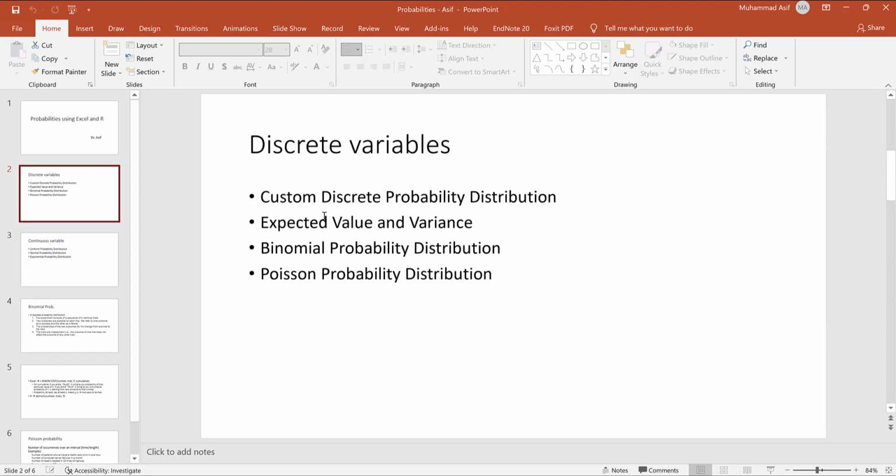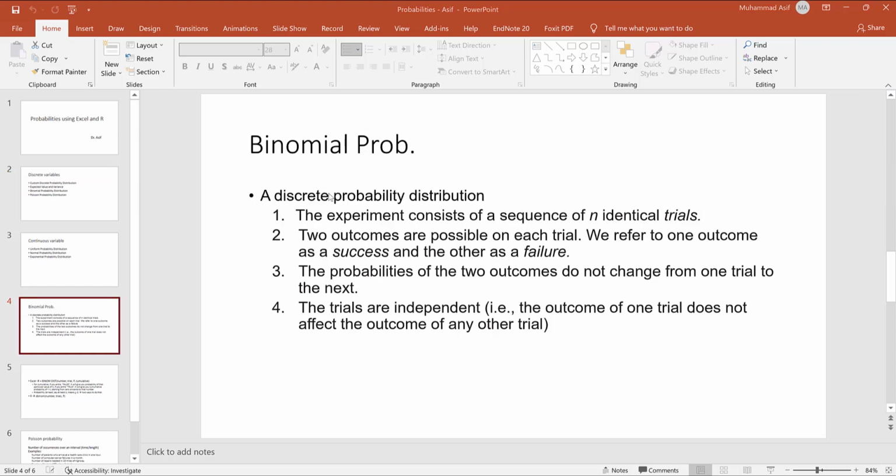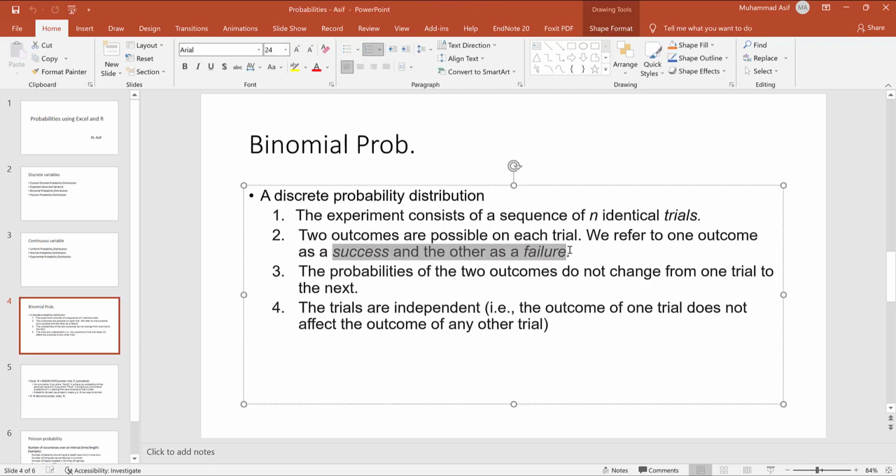So we start with binomial probability distribution. In binomial probability, there are four conditions that must be met before a probability problem can be considered as binomial. As the name suggests, binomial means two nominal outcomes. So in this type of probability, we will have two outcomes. For example, one could be success or failure, yes or no.